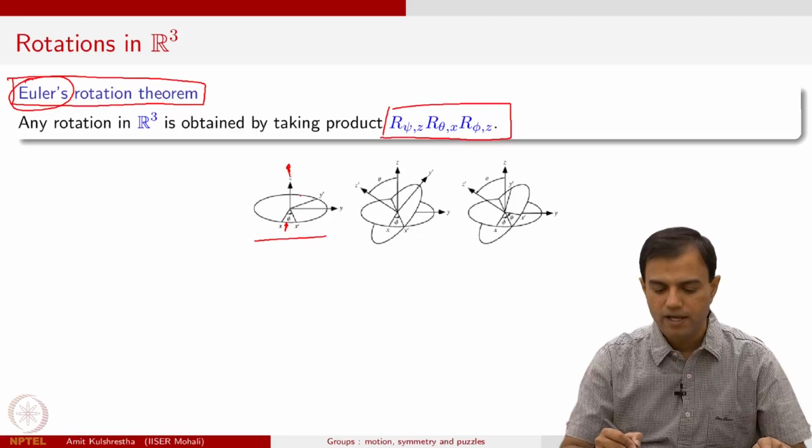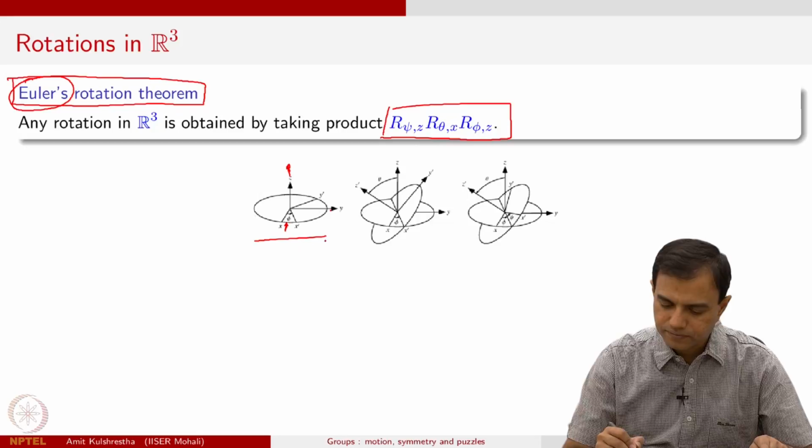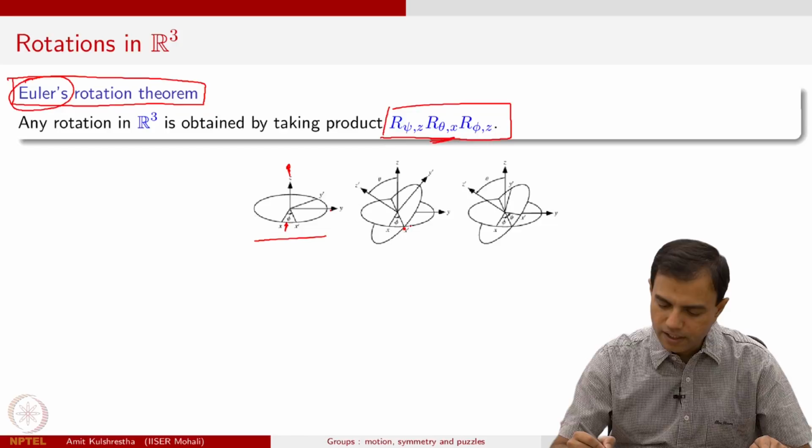So x comes to x dash, y goes to y dash. Nothing happens to z because we are rotating about the z axis. So x dash has come here, and then I am rotating about the x axis by an angle theta. So I am rotating about the x axis.